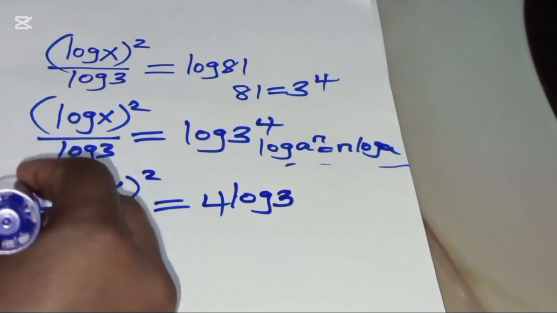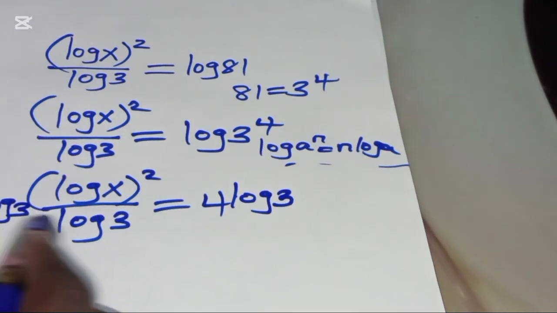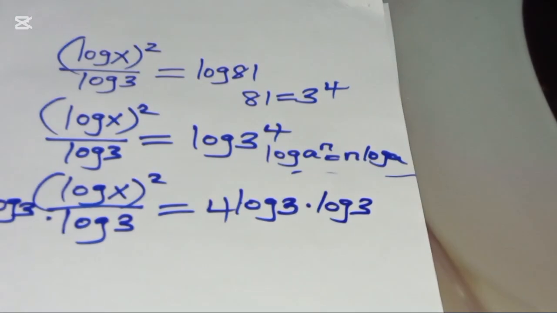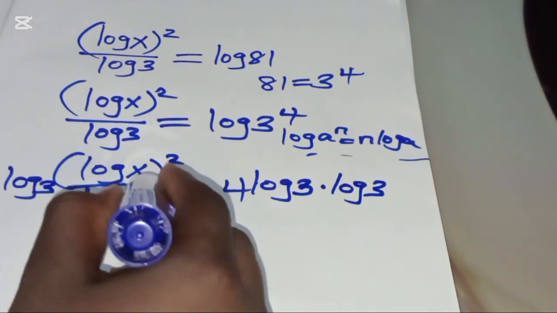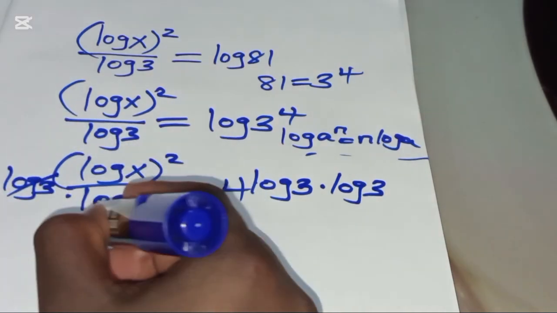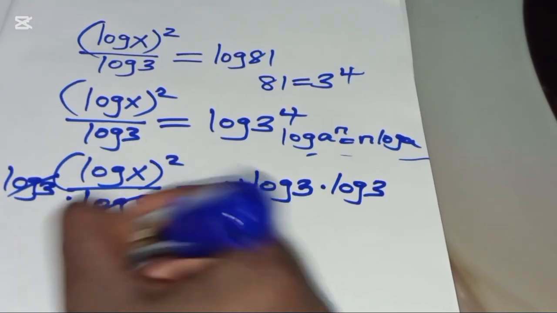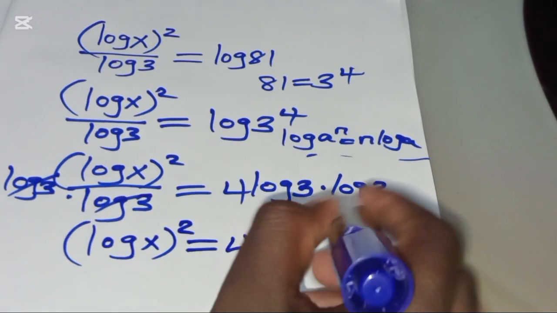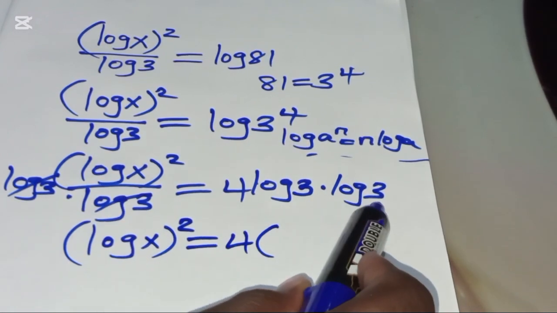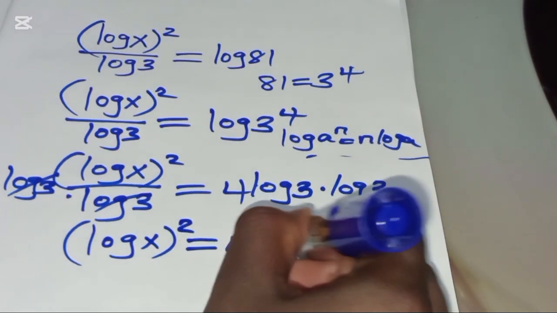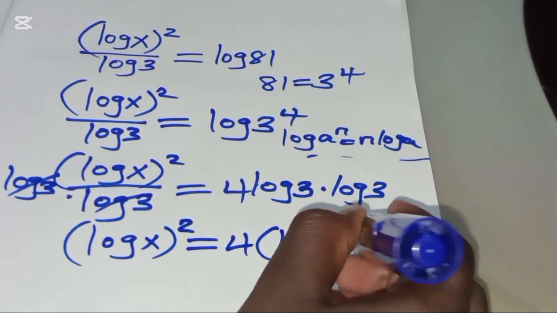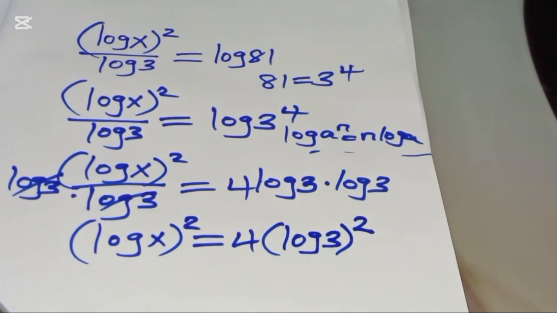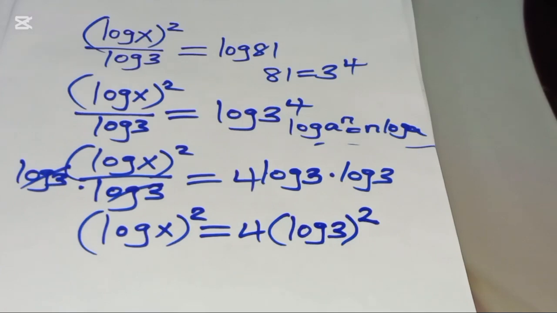Now we multiply both sides by log 3 to eliminate the log 3 here, and also on the other side. Simplifying, we have log x to power 2 equal to 4 multiplied by log 3 times log 3, which means log 3 to power 2. The next step is to determine the square root.